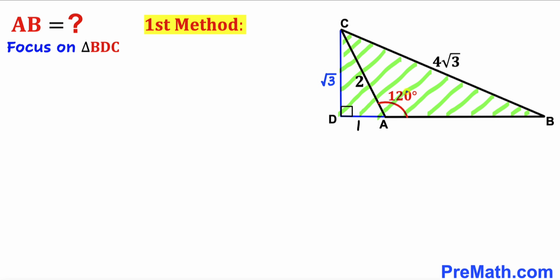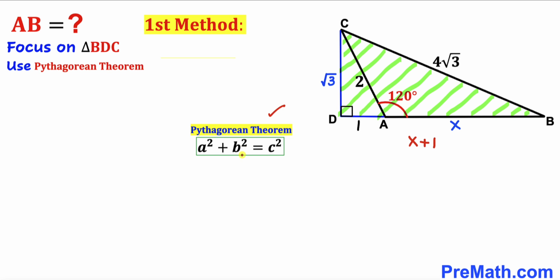And here's our next step. Let's focus on this right triangle BDC. Let's assume that this side length AB is x units. Then this whole side length BD is going to be x plus 1. Now we are going to use the Pythagorean theorem on this triangle BDC. Here's our Pythagorean theorem, a square plus b square equals c square. Let me call the longest side c, and I'm going to call this side lowercase a and this side lowercase b.